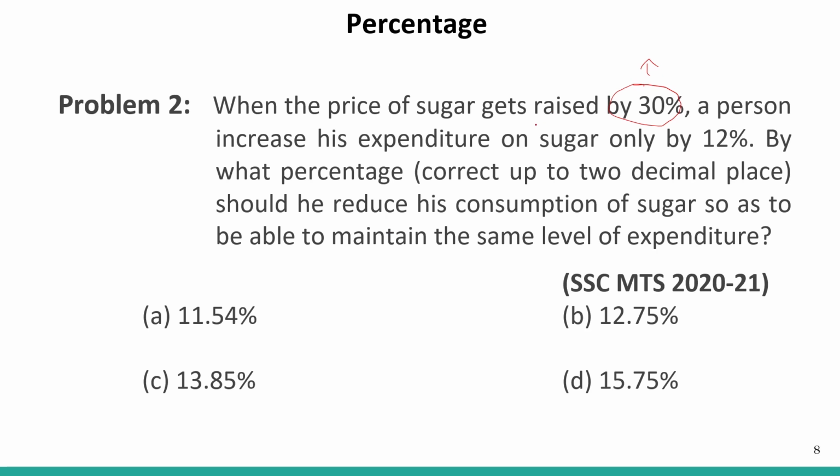Okay, because of this hike, his expenditure went up by 12%. So how much consumption should he decrease so that the expenditure becomes the same as last, so it doesn't get hiked up? This question has been asked in the SSC MTS 2020 and 21 paper. So is it 11.54%, 13.85%, 12.75 or 15.75%? Let's see.